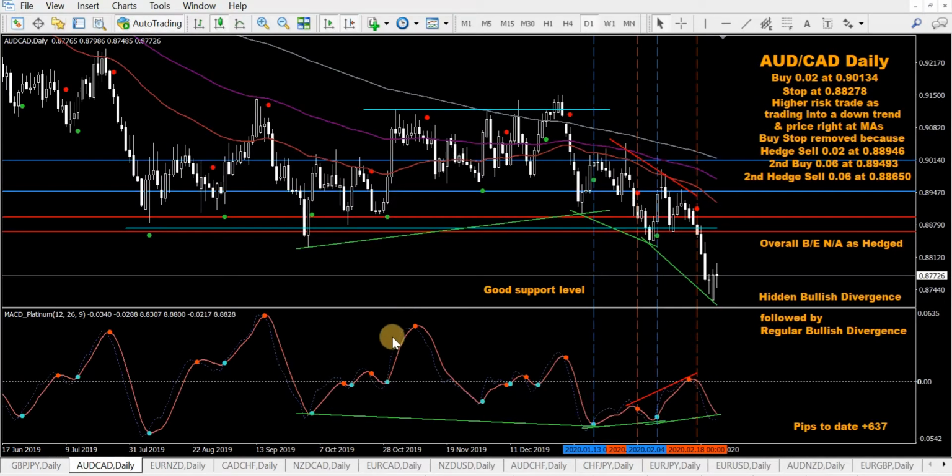So we'll go to the AusCAD. Again, you can read my notes, all a little bit messy. I'm currently overall hedged. I've got a buy, hedge, sell, second buy, and a second hedge sell. So looking for a new buy to take price up.